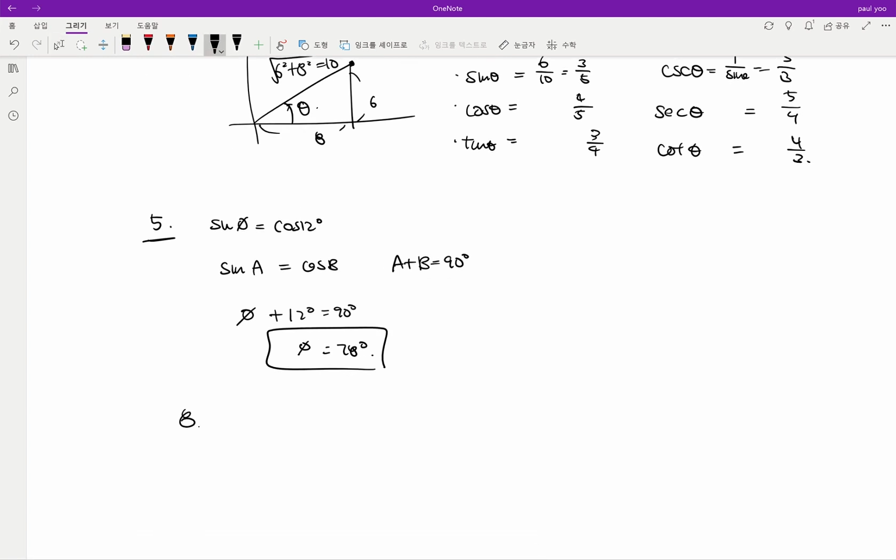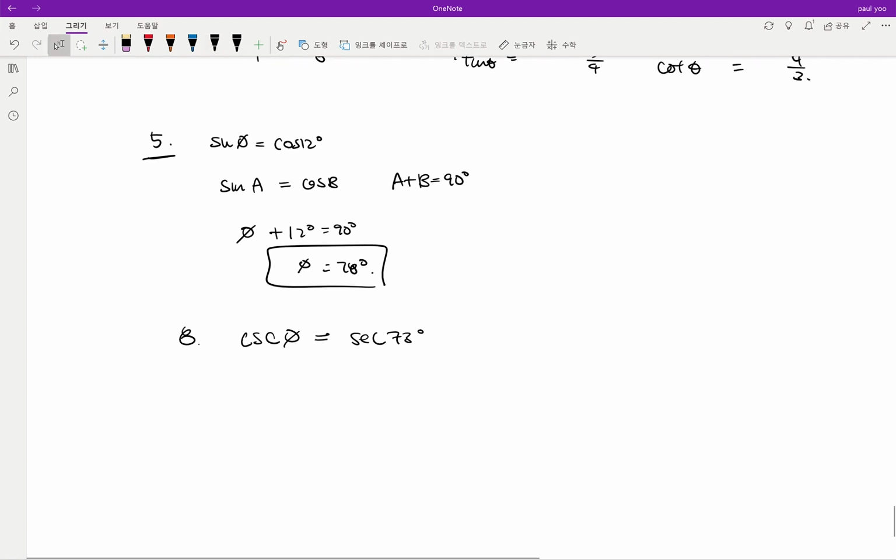Problem number 8, cosecant phi is equal to secant 73 degrees. Knowing it's technically 1 over sine phi is equal to 1 over cosine 73 degrees. Cross multiply both sides, you get cosine 73 degrees is equal to sine phi. So it's exactly the same problem. Phi has to be 17 degrees to make the sum 90.